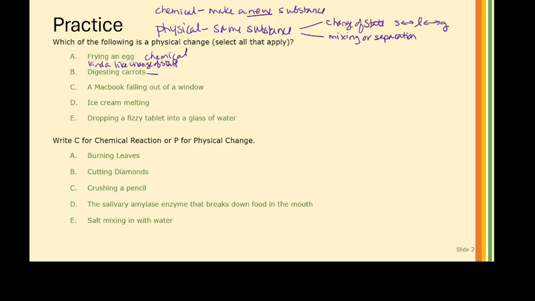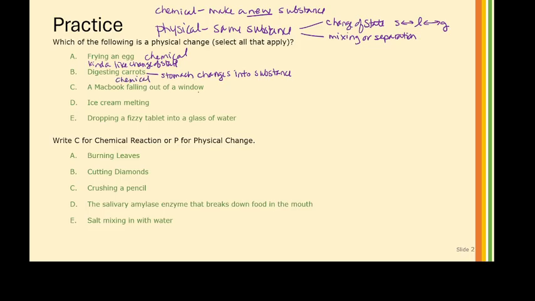Digesting carrots. Again, we know this happens in the stomach, and when you digest, it changes the food into substances the body can use. So it's breaking it down. It's no longer carrots. It's now been turned into other stuff. So this one would be chemical.